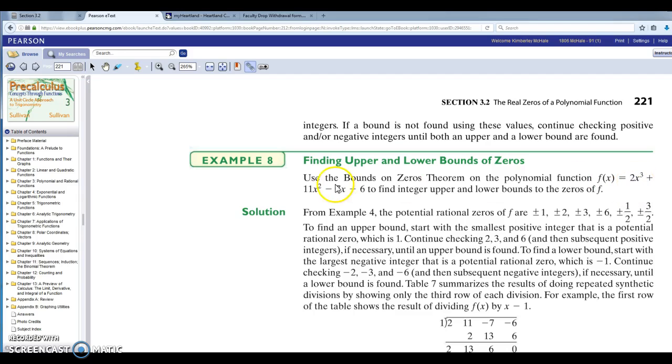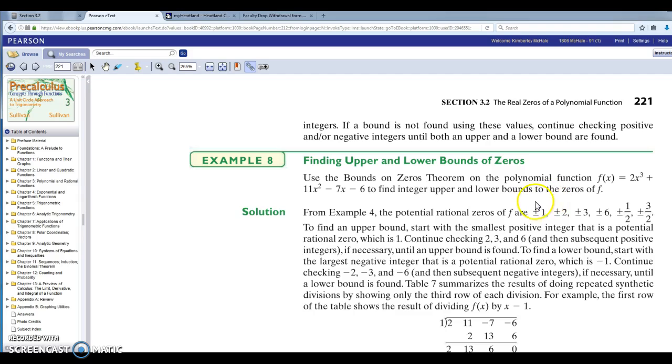It's 2x cubed plus 11x squared minus 7x minus 6. And the first thing we're going to do is use that possible rational zeros theorem, which says I take factors of 6 over factors of 2, and plus and minus all of those. So I have plus or minus 6 over 2, plus or minus 3 over 2, plus or minus 2 over 2. And that gives me this list right here.